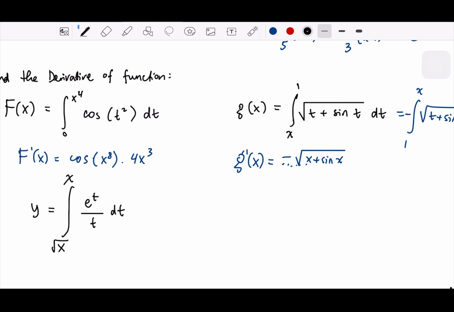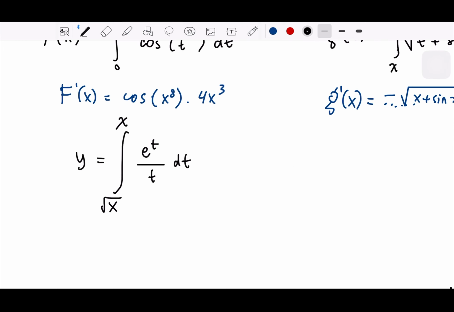Yes, this is the answer. Okay, so how do we solve this one?